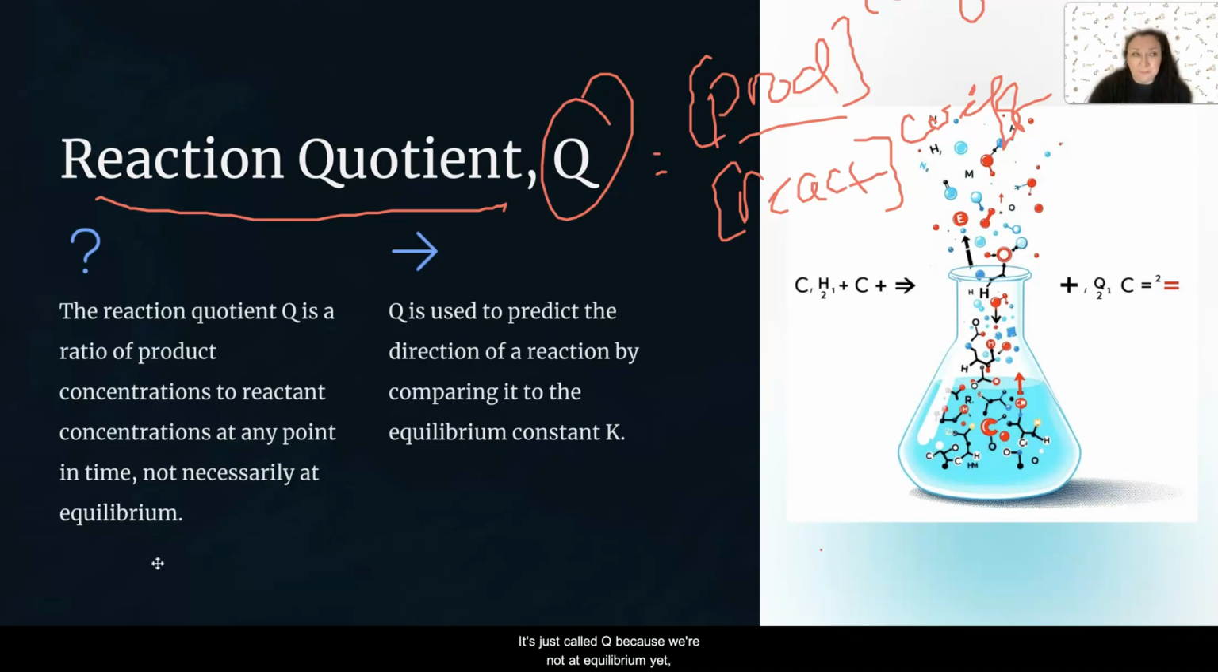It's just called Q because we're not at equilibrium yet, or we don't know if we're at equilibrium yet. All right, so when you're not sure, or if something's been knocked in or out of equilibrium, then we have to take a look at the reaction quotient.